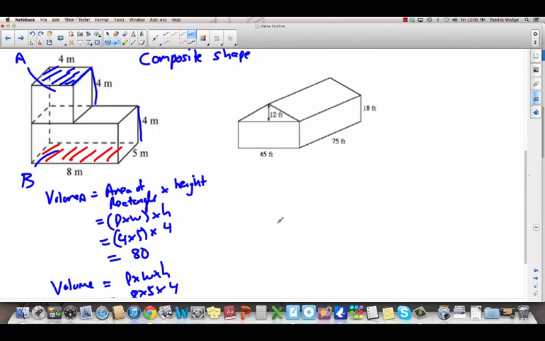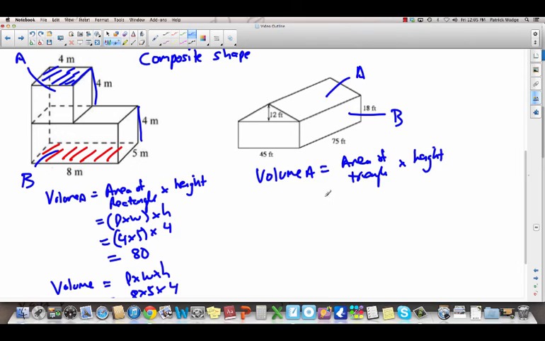Last one, the famous barn question that you'll get all the time in these questions. Let's call one of them A, one of them B. You have to do them both separately and add them together. So volume A is what? That's a triangular prism. So we've got to get the area of a triangle and then multiply by the height of the prism, not the height of the triangle. Area of a triangle we know is base times height divided by 2, and then we'll multiply by the height.